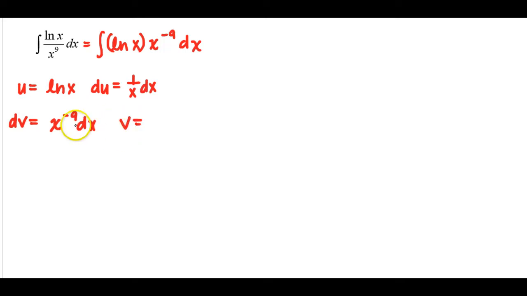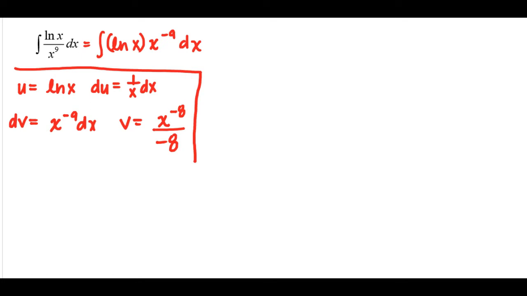So dv is x to the negative 9th dx. So v is the integral of this function. So I'm going to have to add 1. So I'm going to get x to the negative 8, and then divide by the new power, so negative 8. So now here is my scratch work. And now I'm going to need to apply the formula.